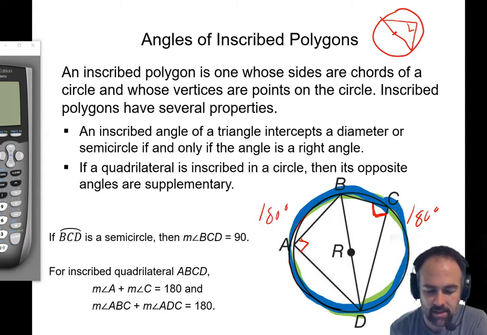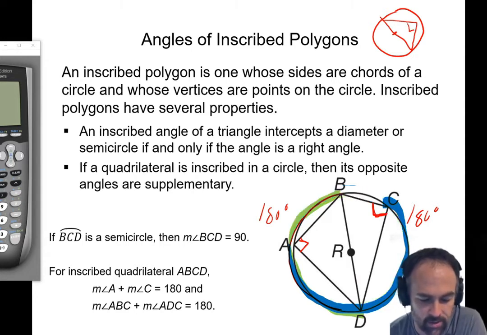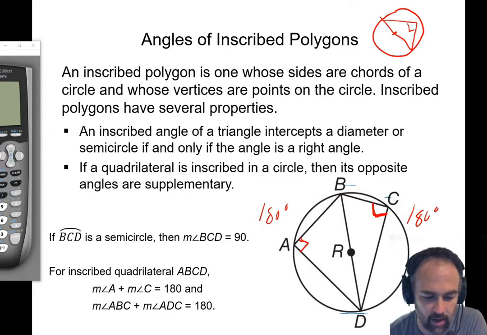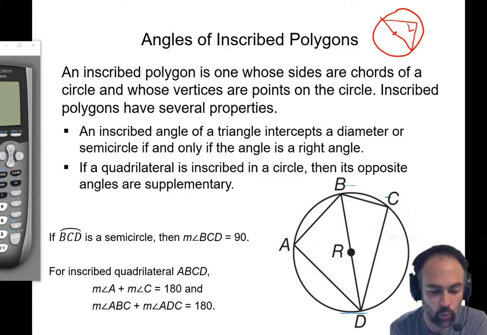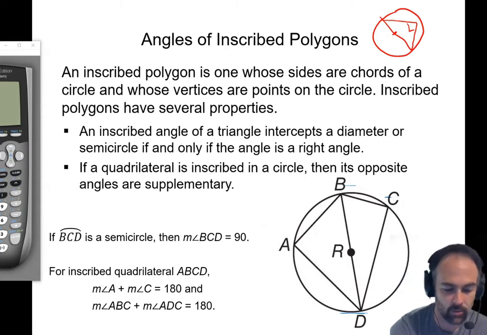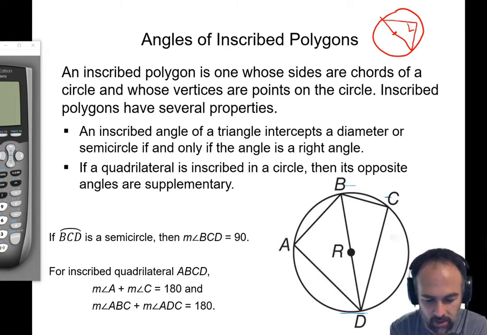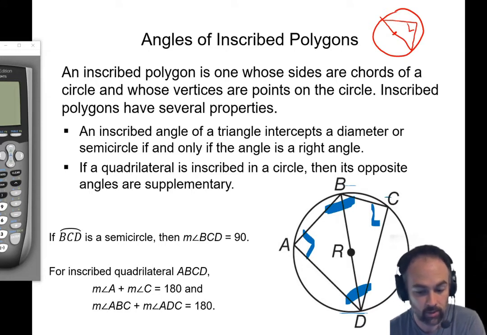What that means is that since opposing arcs equal 360 degrees, the opposite angles in an inscribed quadrilateral are going to equal 180 degrees, because the inscribed angles are half of the entire circle. So the measure of angle C plus the measure of angle A have to equal 180. Also, the measure of angle D plus the measure of angle B have to also equal 180 degrees.